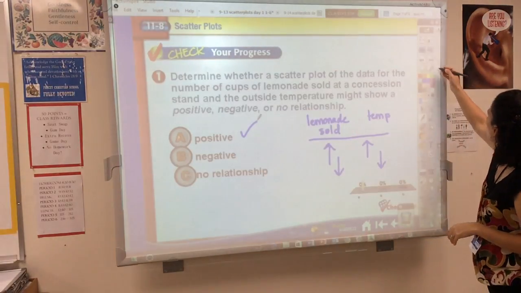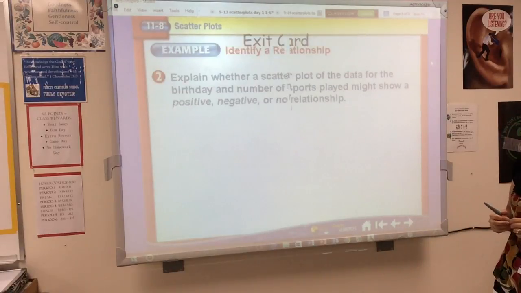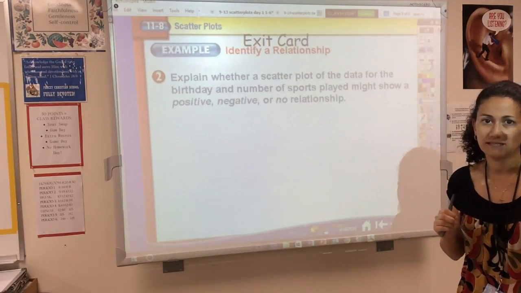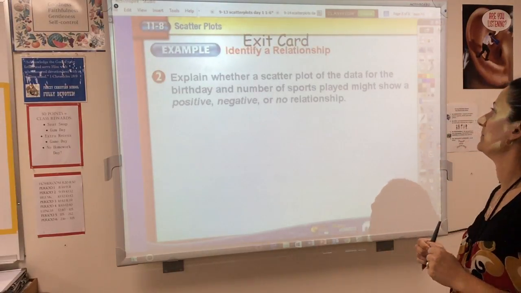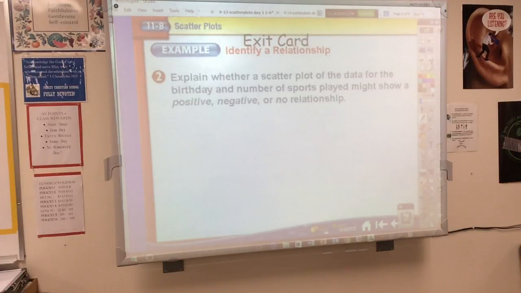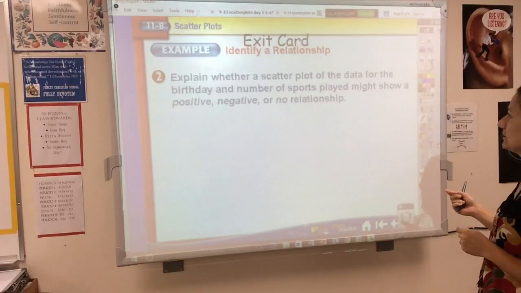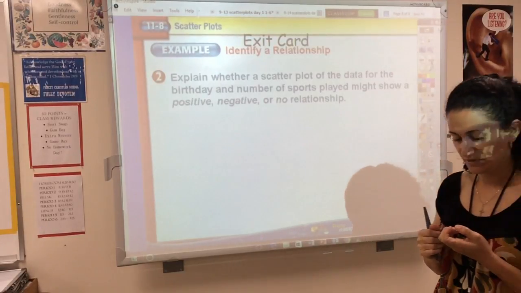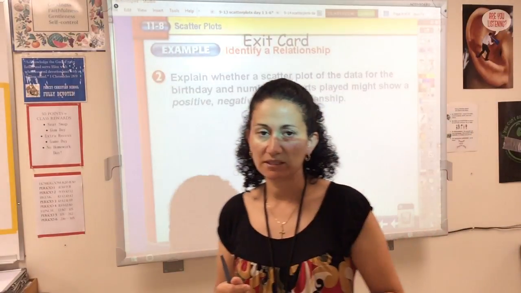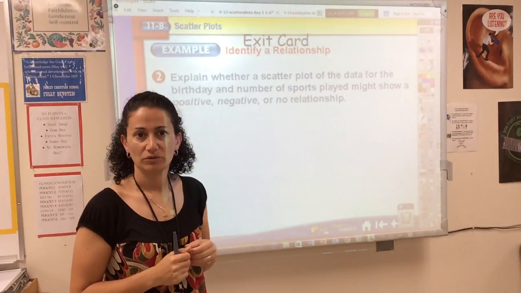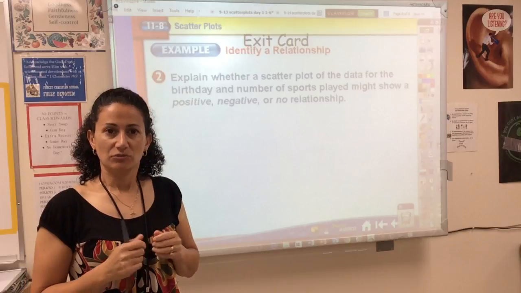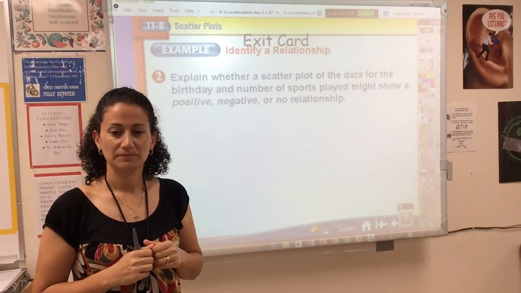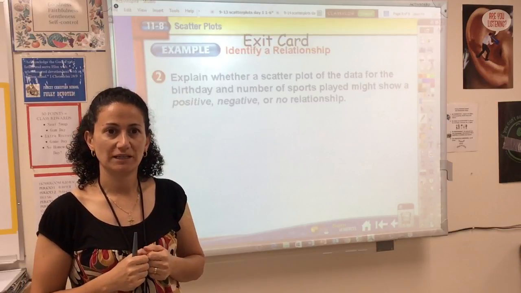Let's look at one more. I believe I have one more. This is kind of an exit ticket from this video. Explain whether a scatter plot of the data for birthday and the number of sports played might show positive, negative, or no relationship. Pause the video. Feel free to read it again to yourself and tell me what your answer would be. Write it down in your notes. Unpause the video when you're ready.